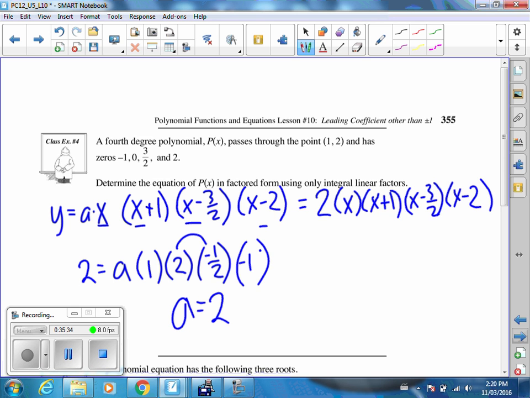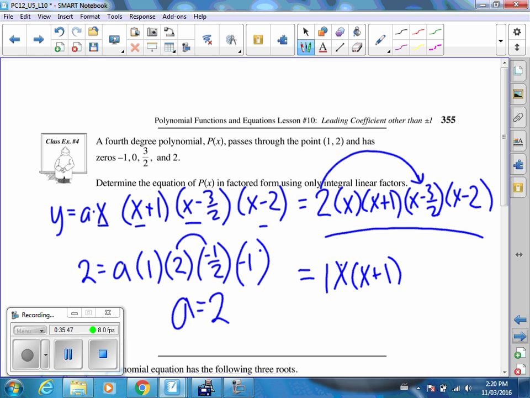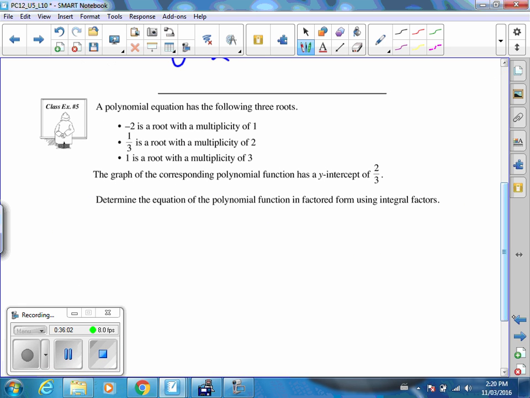Or I could also distribute this 2 into here to get rid of my fraction if I didn't want my fraction. This is no more correct than the other way. Both of those are absolutely fine. Sometimes the question might want this. Sometimes the question might want this. You should be fluid enough to go back and forth.